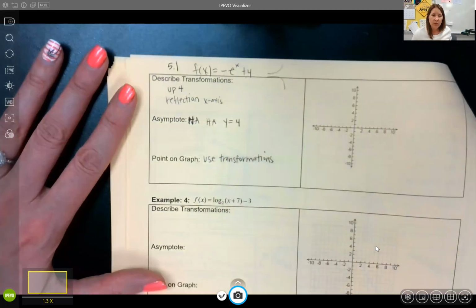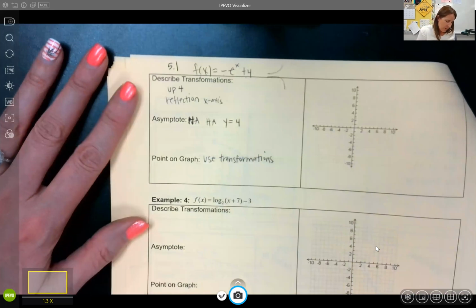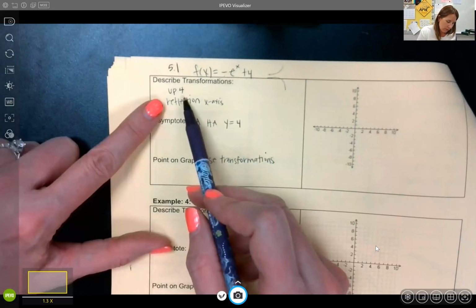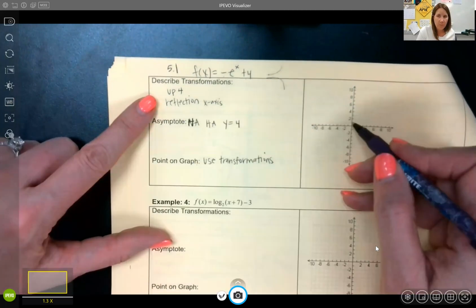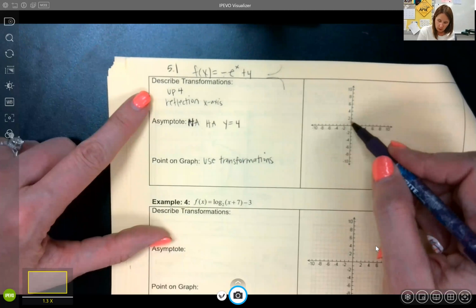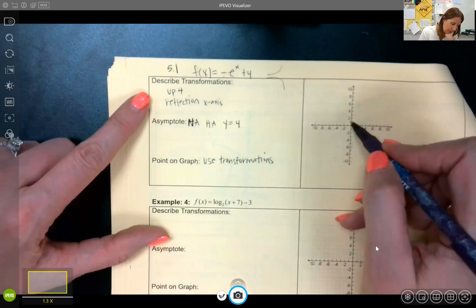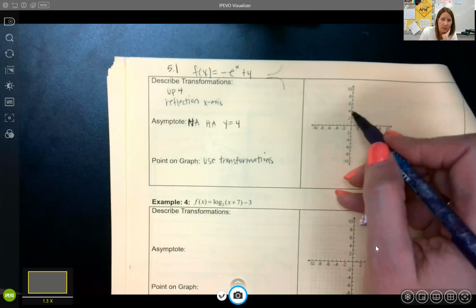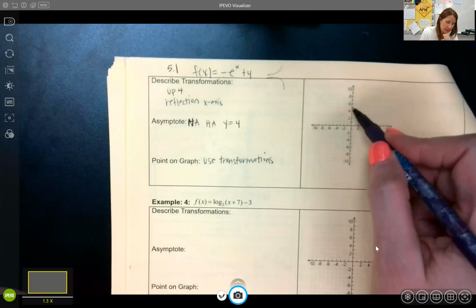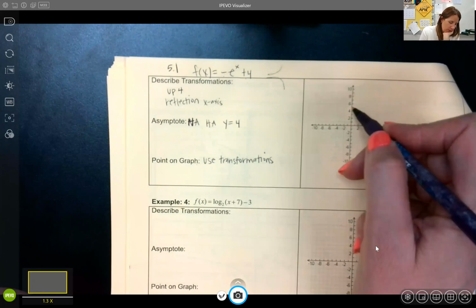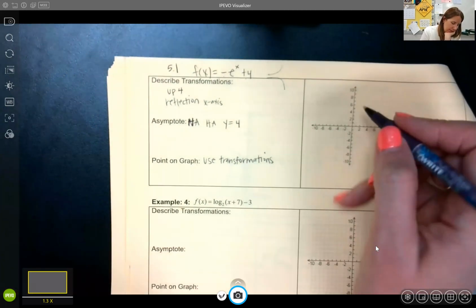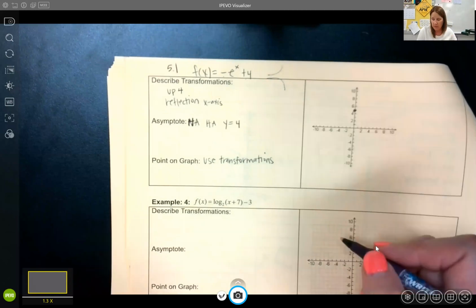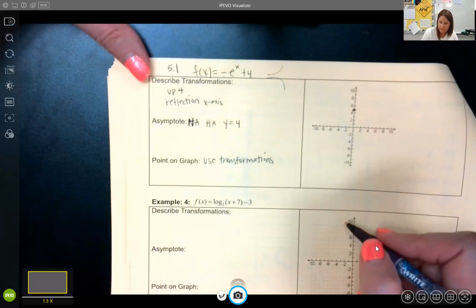Okay, so we're going to use transformations. If my exponential graph normally went through 1, but I'm moving up 4, so I'm going 1, 2, 3, 4, we're going to have it up here. So this graph is going to cross at that point right there, the 0, 5.